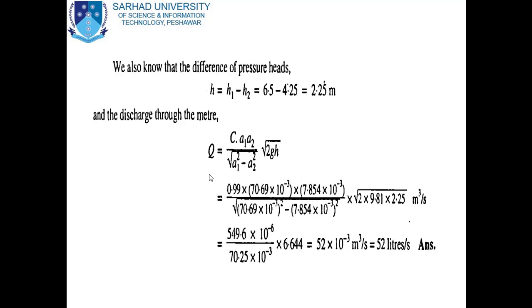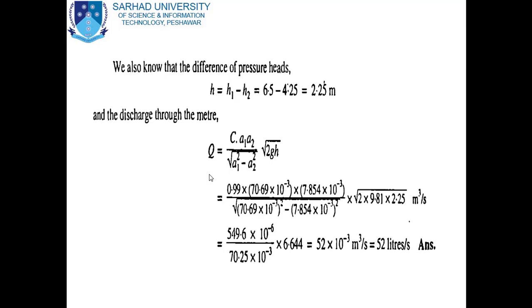Now we also know that the difference of pressure heads H is equal to H1 minus H2, that is the pressure head at the larger section minus the pressure head at the smaller section, means the throat. That is equal to 6.5 minus 4.25, which gives the difference of pressure head H equal to 2.25 meters.